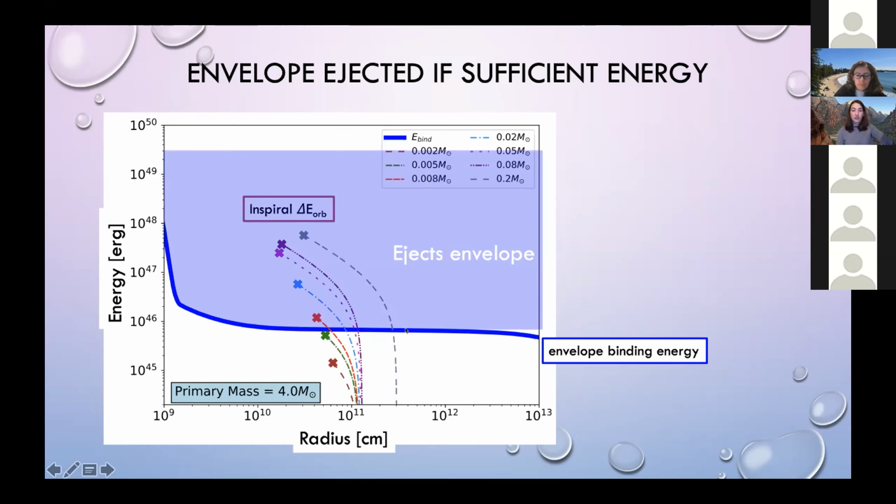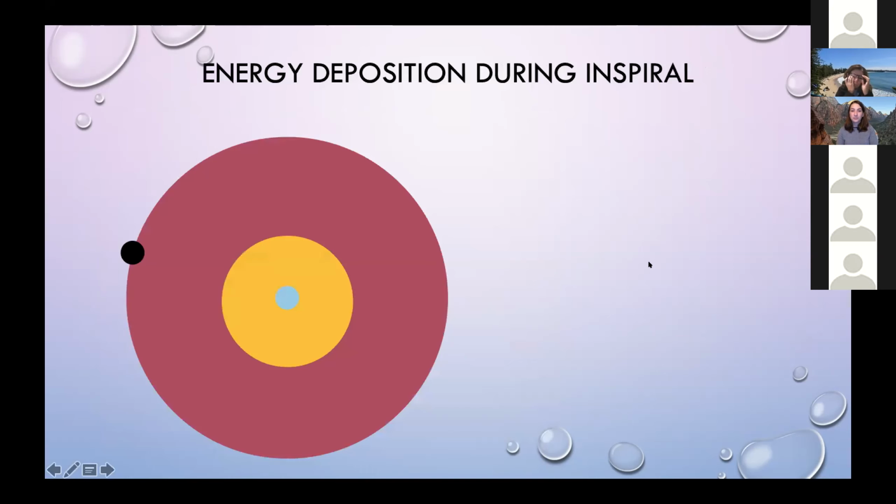So anywhere above this blue line, it ejects the envelope, anywhere below, it shreds within the envelope. And these X's mark the tidal shredding radii. So if the X happens before the intersection, then this thing is shredding within the envelope. And this is more about what Jason was talking about a couple days ago, about what happens when there's a shredded companion within an envelope. So I'm going to focus more on the top here, about when things eject.